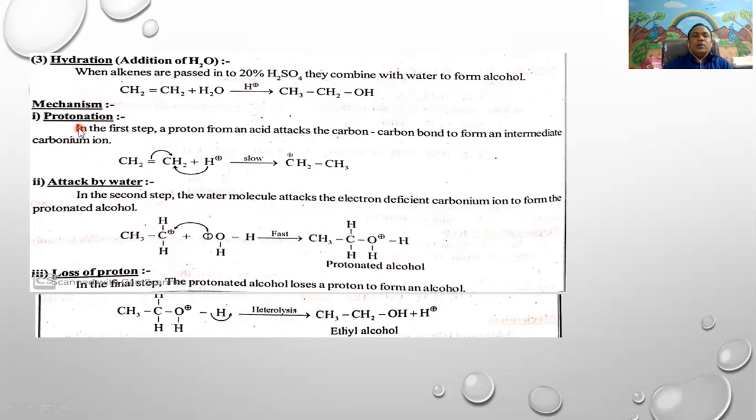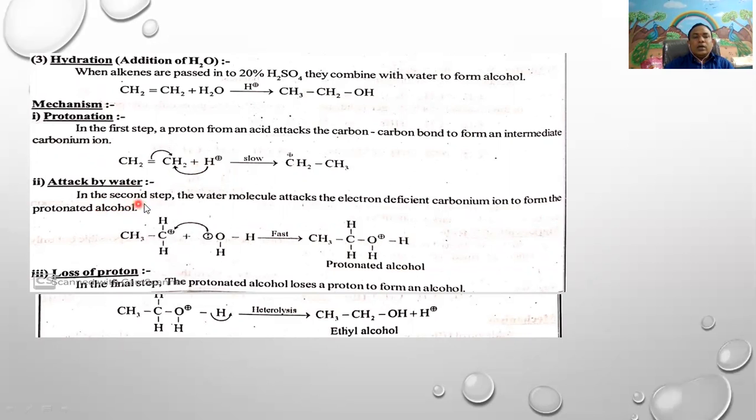Again, the mechanism is a three-step mechanism. In the first step, a proton from an acid attacks the carbon-carbon double bond to form an intermediate carbonium ion. That is CH2=CH2 plus H+. This proton attacks the negative end of the carbon, and the intermediate carbonium ion is obtained as a product.